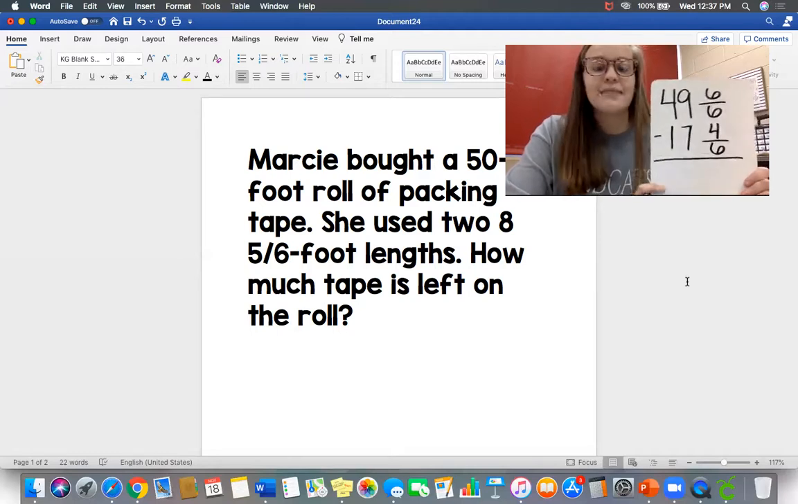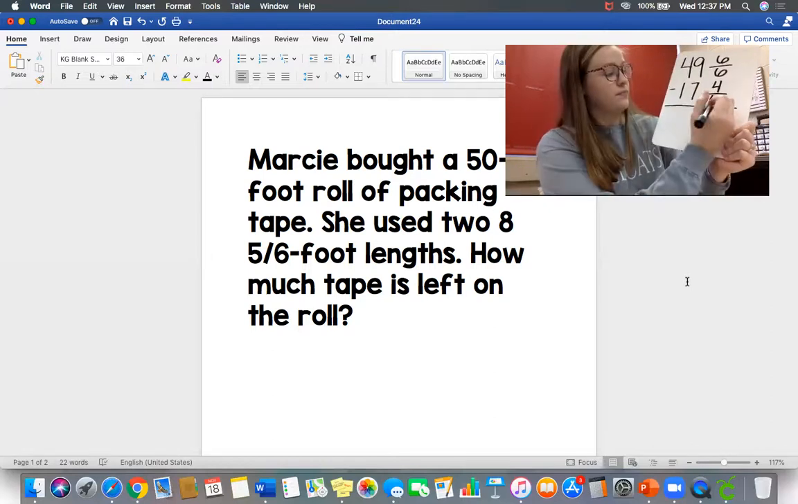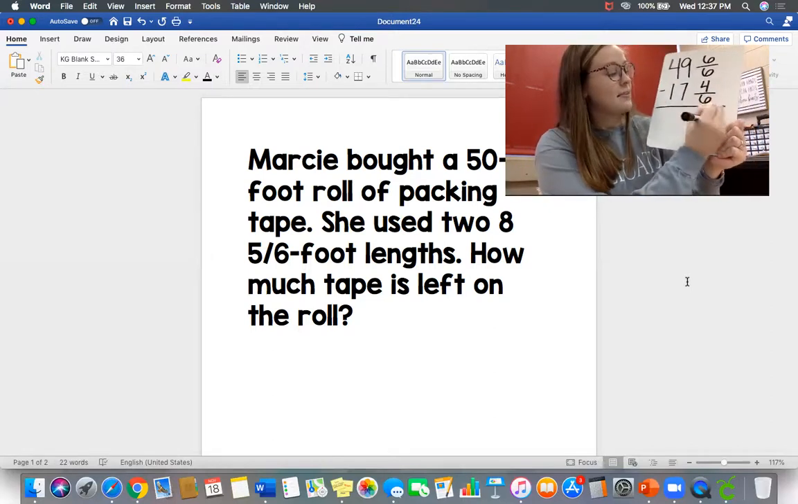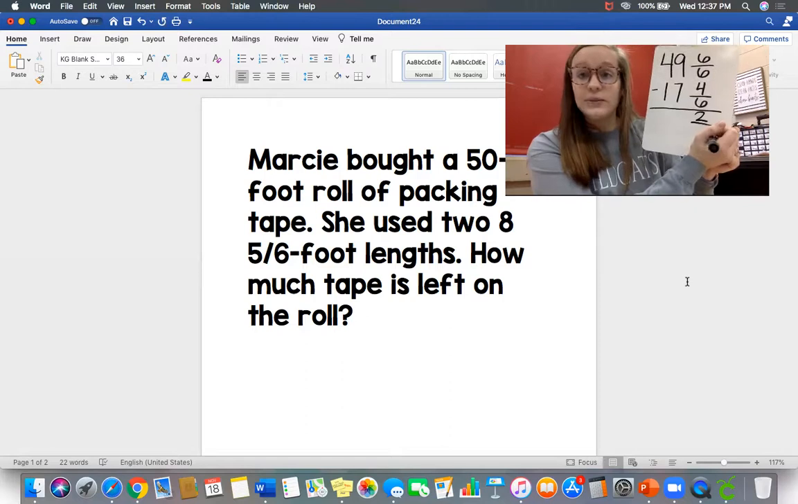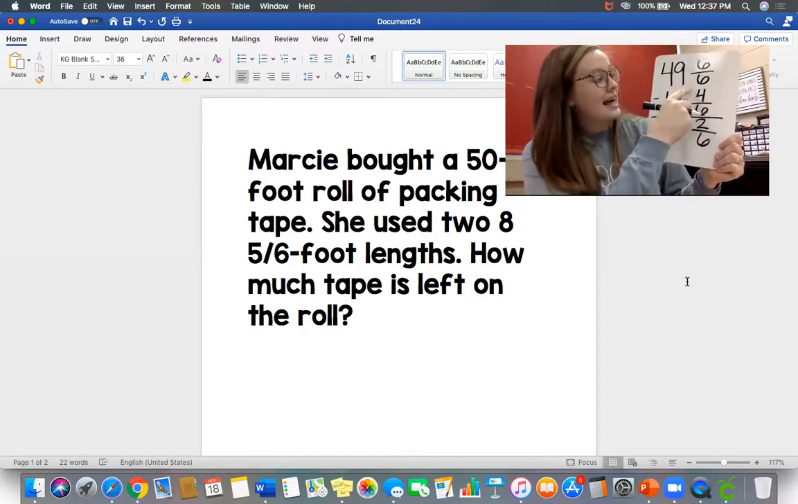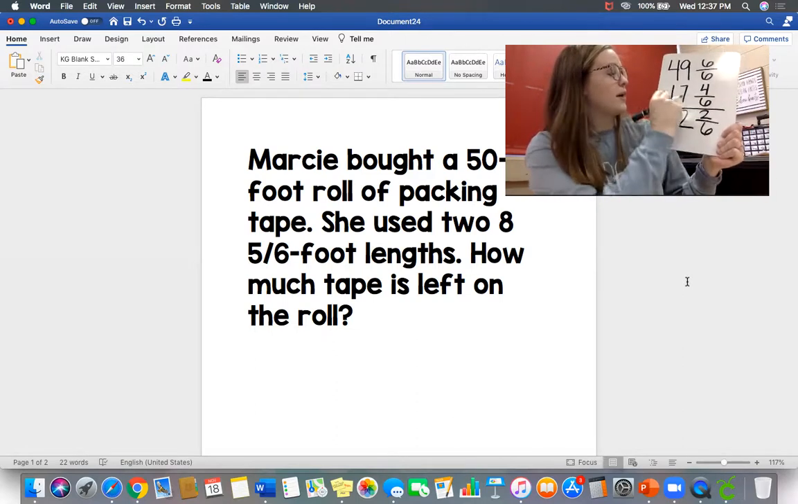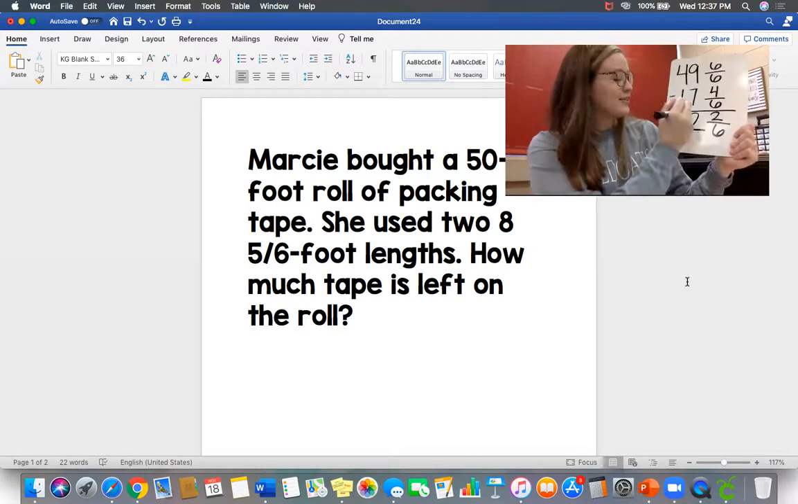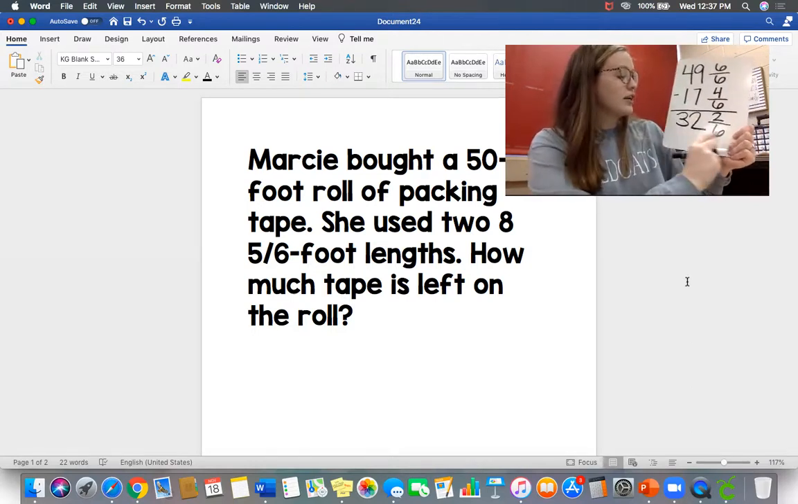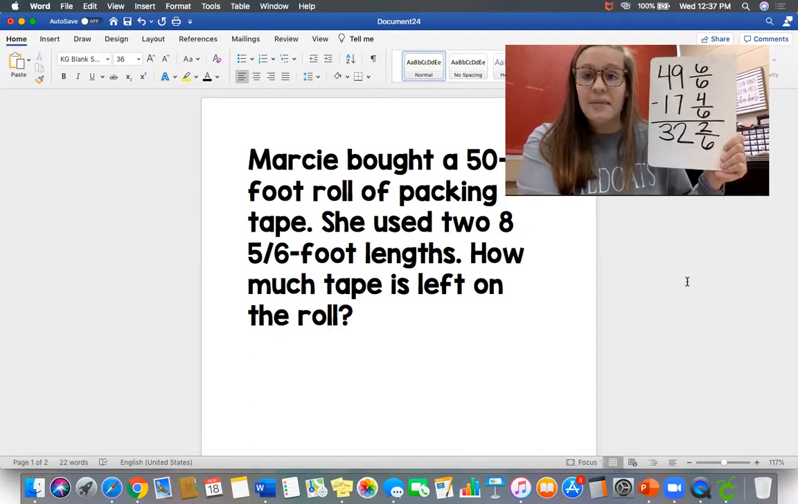So let's subtract. What is 6 minus 4? 2. My denominator is going to be what? 6, right? Our denominator does not change. What is 9 minus 7? 2. And 4 minus 1 is 3. So she used 32 and 2/6 feet of packing tape. Oh, sorry, she didn't use that. That's how much is left on the roll.